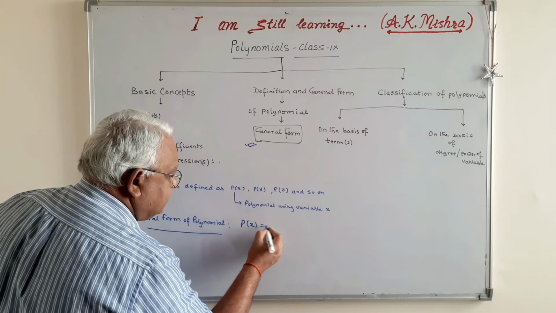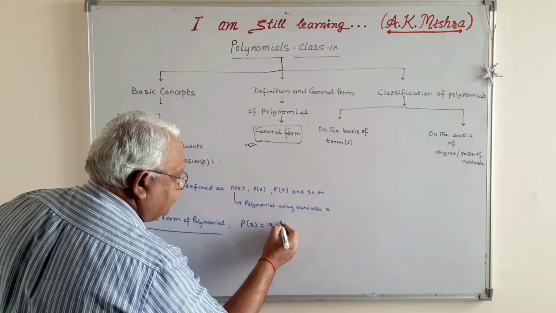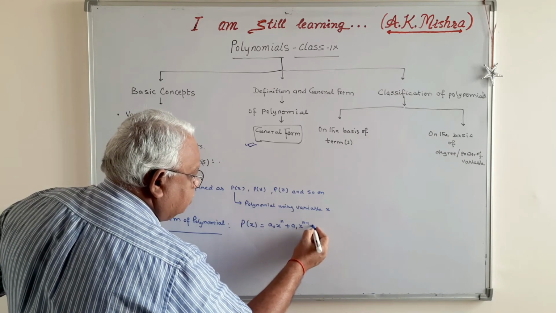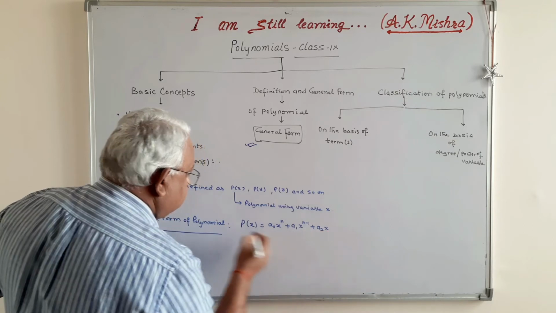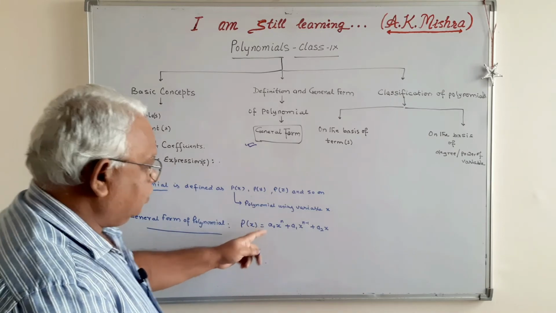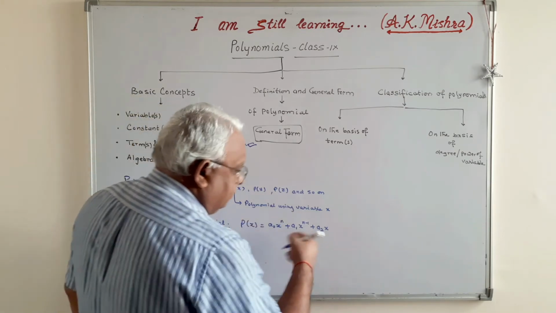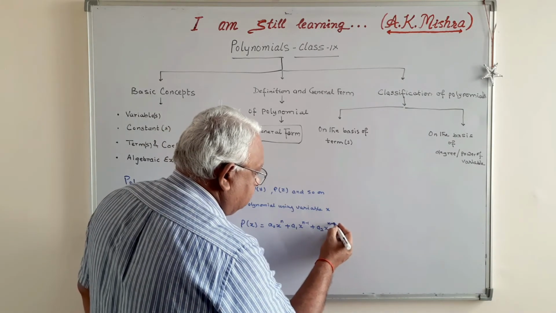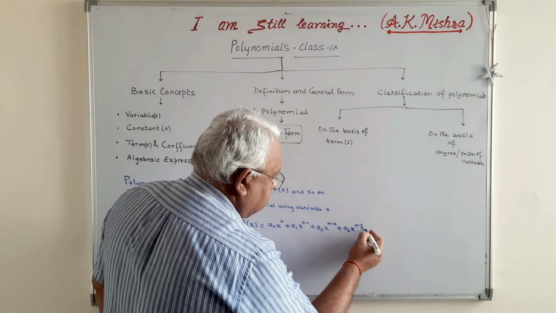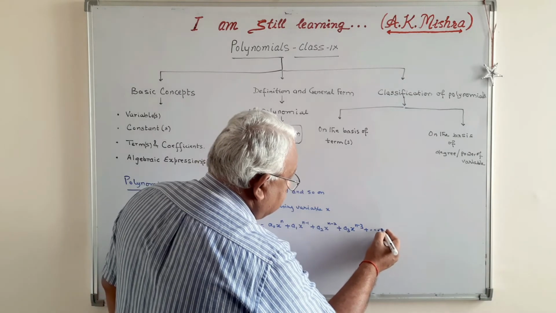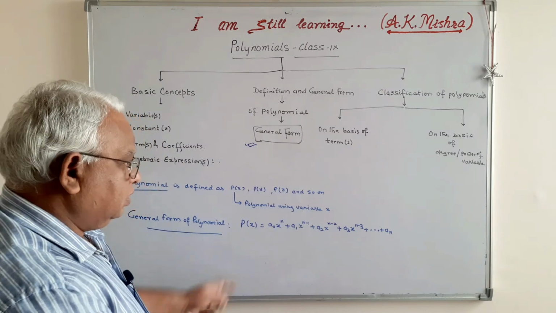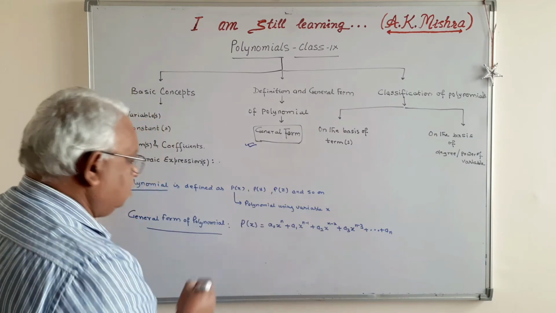P(x) is defined as a0 x to the power n plus a1 x to the power n minus 1, a2, and since I have already talked here that P(x) means you are only going to use variable x. I will explain all of this to you, what is happening here. Since this is a general form, you cannot deviate from the structure.